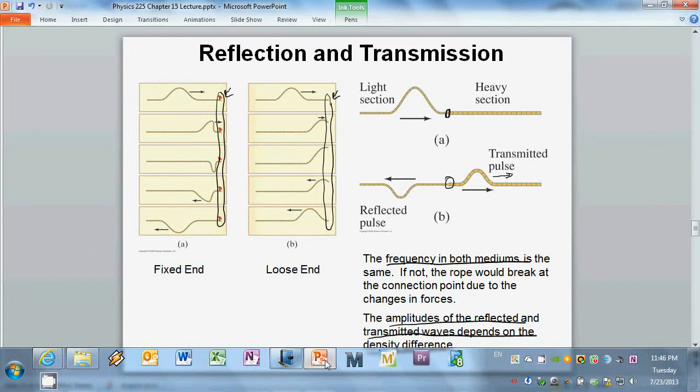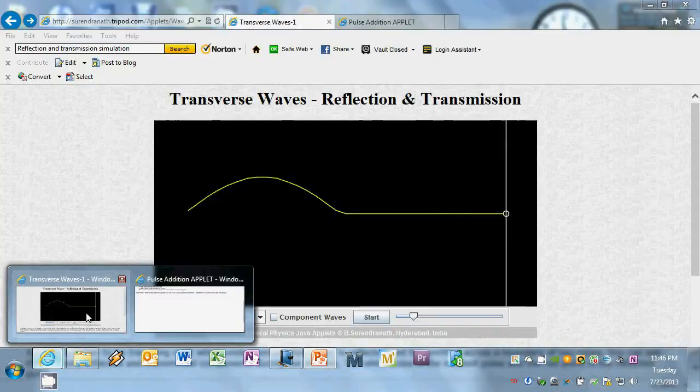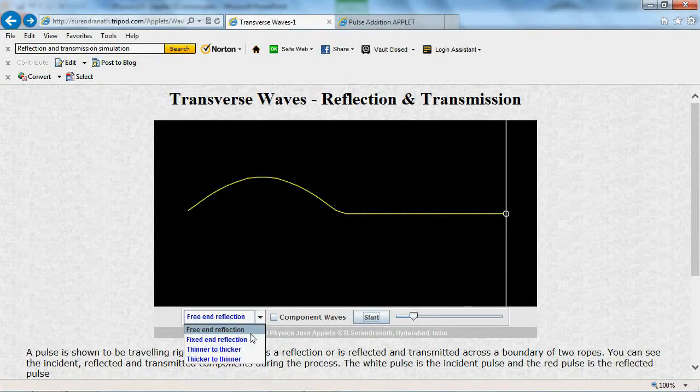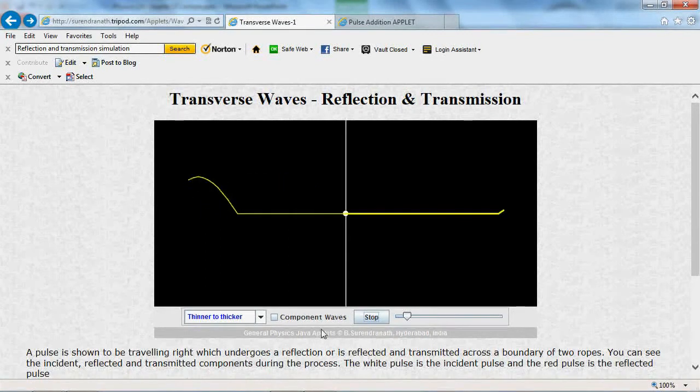We can look at this also in a simulation. We're going to go from a thinner to a thicker chord. That's what the book shows. You can see how you get the warp on the thin side to get it to invert, and you get the transmitted pulse that's in the same orientation. Now the frequency is going to be the same, but notice that the velocity is not. The velocity is faster in the thinner cord and slower in the thicker cord.